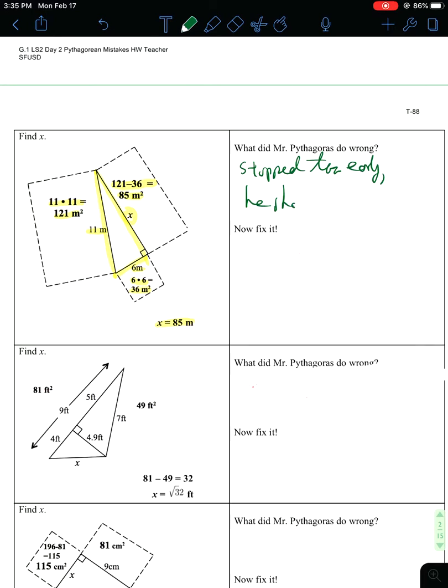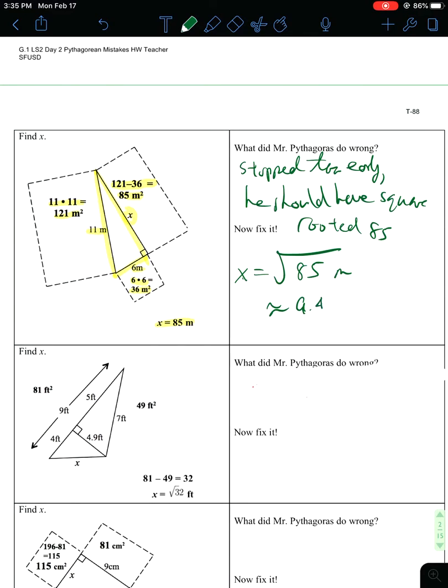He should have square rooted 85. x should be the square root of 85 meters. That's something around 9.4 maybe? Definitely less than 10. And that's the third problem.